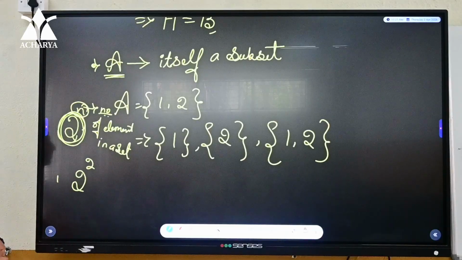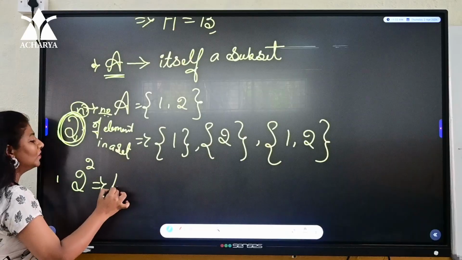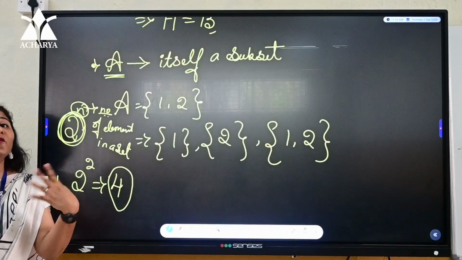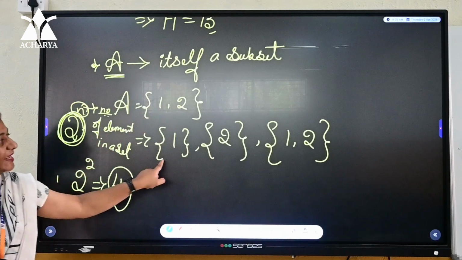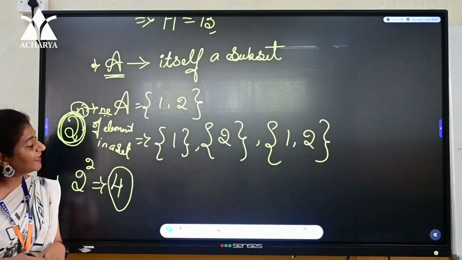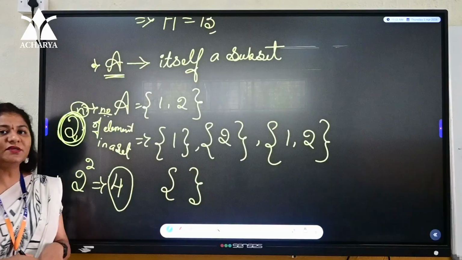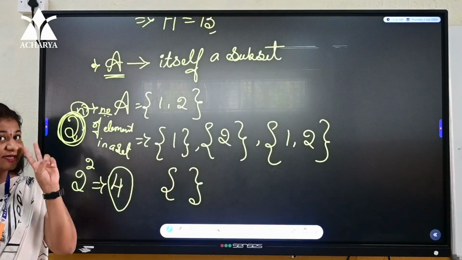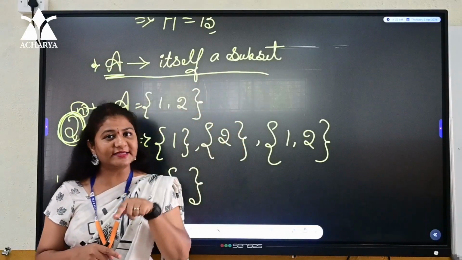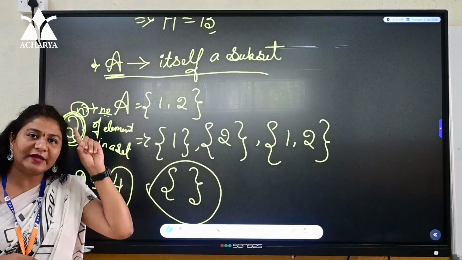What is the value? 2 power 2 means you multiply 2 two times, which gives the value 4. So this defines 4 subsets in the given set. But how many subsets am I getting? Only 3. Which is the other one? That is the null set. So for any set, I told two conditions. The first condition is that it is a subset of itself. And the second condition is that the null set is a subset of every set.